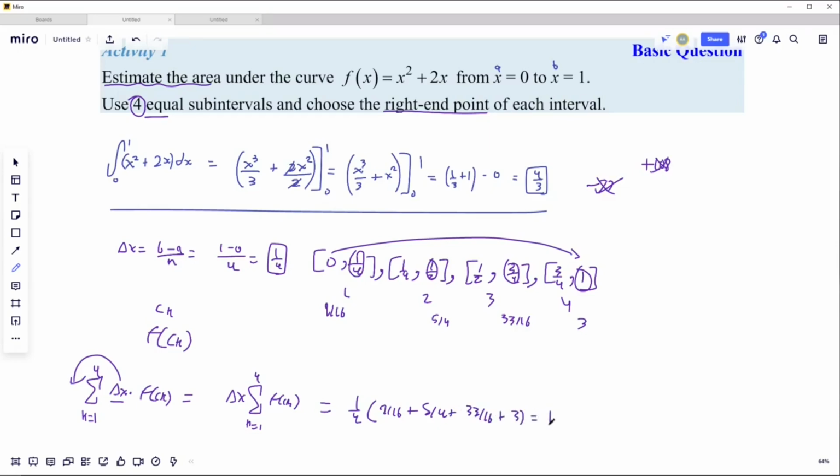If you add them, you actually get 55 over 8. If you multiply by 1 over 4, you get 55 over 32, which is approximately 1.71. Exactly, if you calculate it, 1.71875, I think, which is roughly close to 1.333. So we know we're good, and this is pretty much how to get the value.